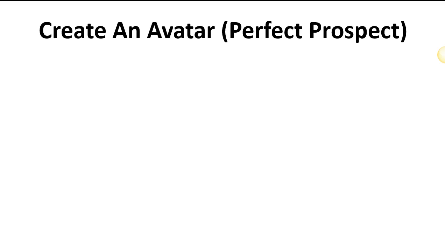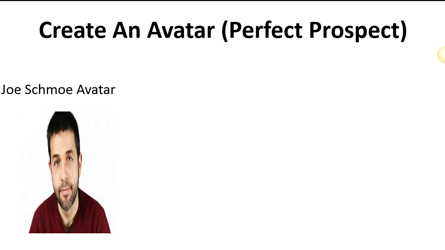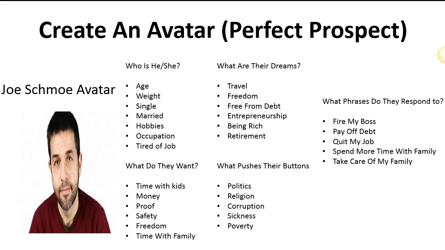So as an example, I'm looking for Joe Schmo prospect, and maybe I'm looking for males between the age of 35 who are tired of the grind of the 9 to 5 job, and they're not saving any retirement, they're not getting anywhere with their life. I mean, just sit down and write everything about them. Who are they? How old are they? How much do they weigh? Are they single? Are they married? Do they have hobbies? Do they play hockey? Do they like football? Do they like soccer? Do they coach baseball? I mean, anything.